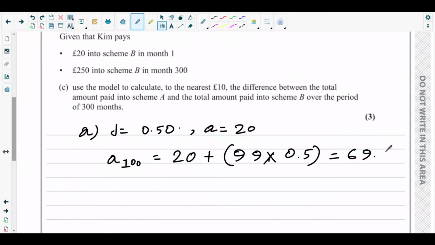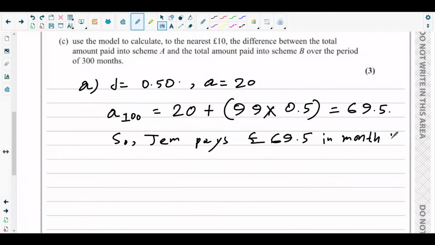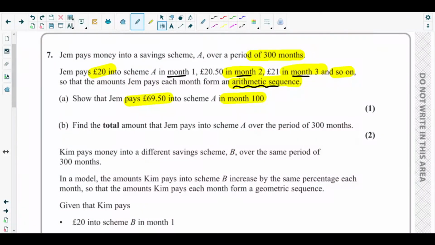We got 69.5. So Jem pays 69.50 pounds in month 100, and that's what part A has asked for. Fine. Next is part B.